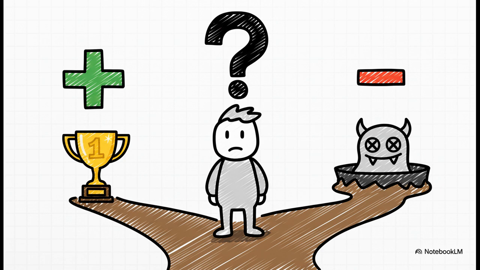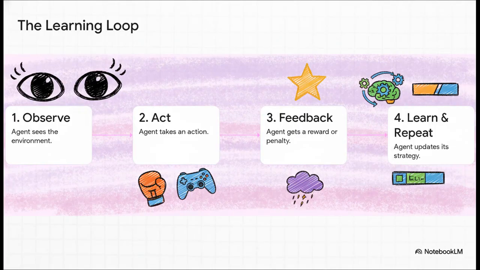But the trade-off is huge. It can take a mind-boggling amount of practice. We're talking millions, even billions of attempts in a simulation to get it right. And it all works through this simple but really powerful learning loop. Step 1, the agent looks at its surroundings. Step 2, it tries something, it takes an action. Step 3, it gets feedback, either points or a penalty. And finally, step 4, based on that feedback, it learns and adjusts its strategy for the next try. It just does this over and over and over again until it becomes an expert.